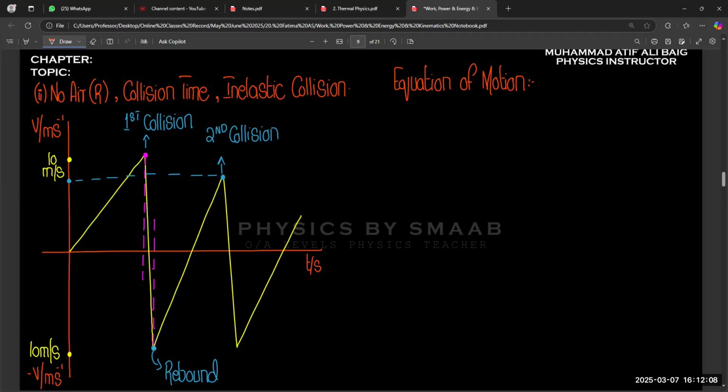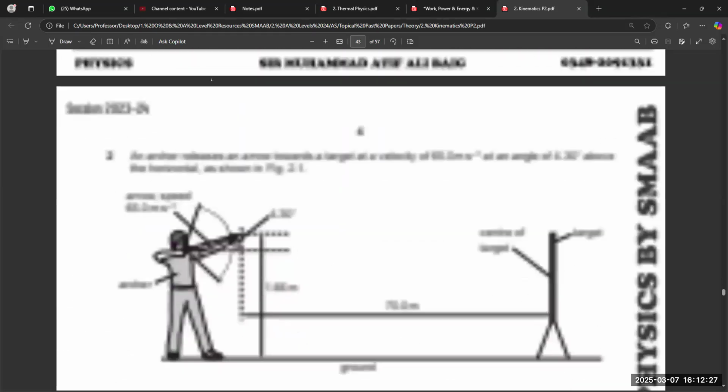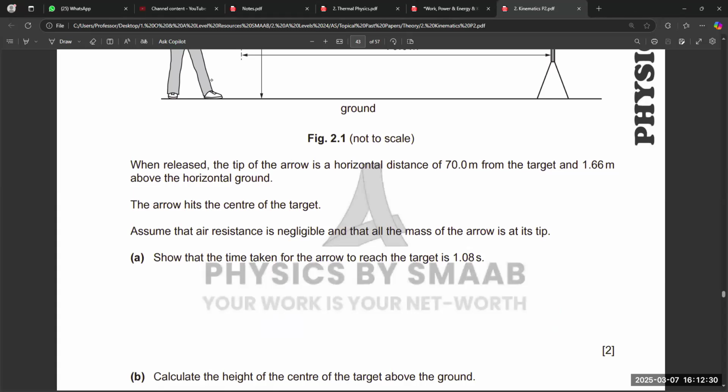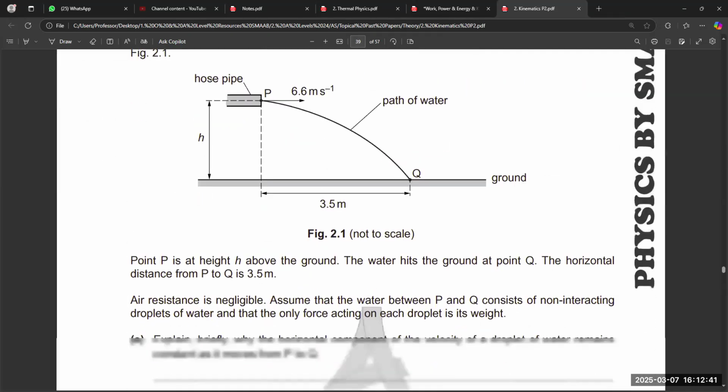Because in most questions, if I just show you some questions, for example, this is one question: air resistance is negligible. Another question: assume that air resistance is negligible, right? So always we have air resistance negligible in our questions. In all the cases, air resistance is always negligible.